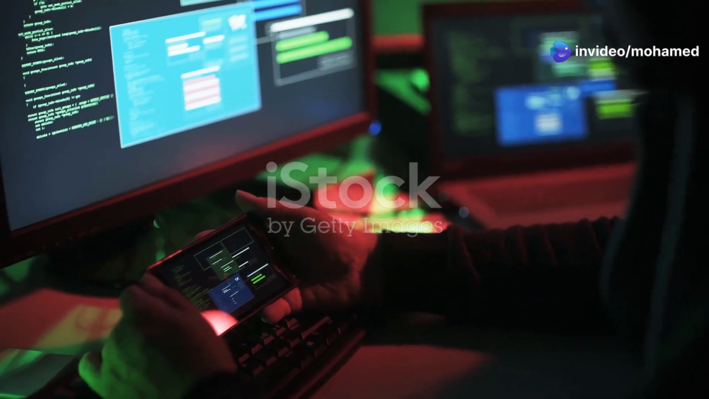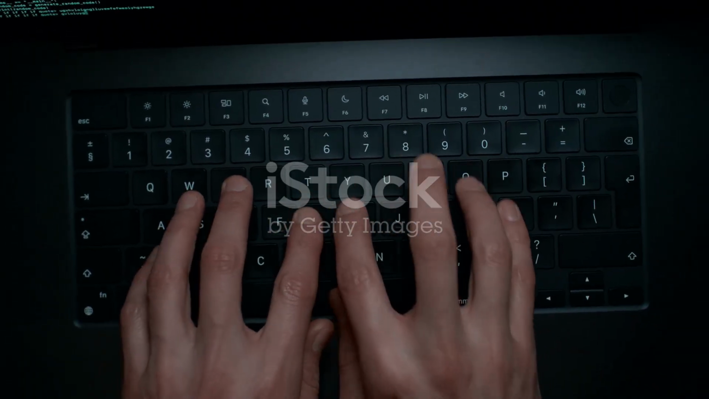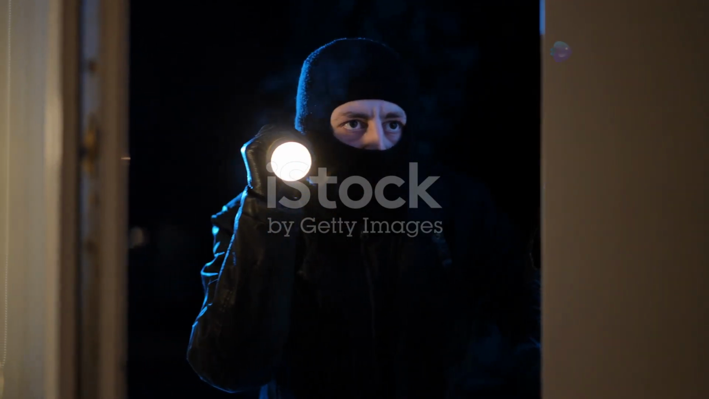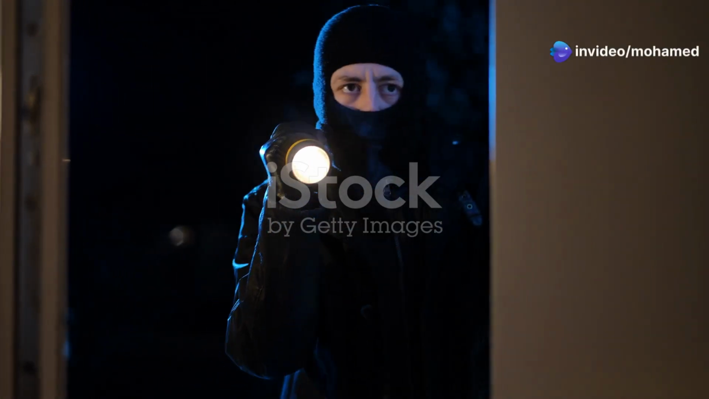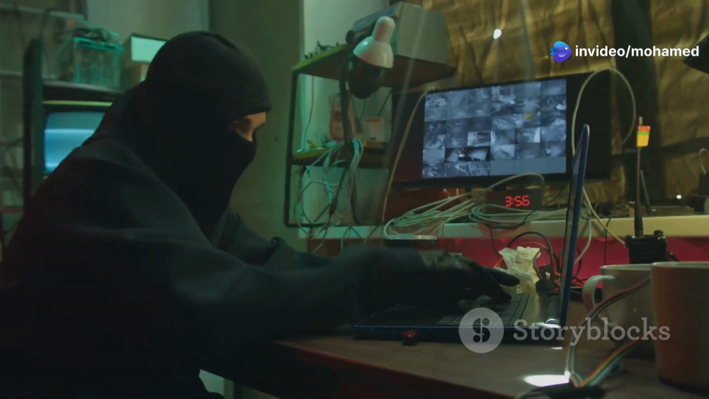In the digital world, knowledge is power, especially when it comes to cybersecurity. Today, we're diving deep into a particularly stealthy threat: rootkits. Imagine a thief breaking into your house, not to steal your belongings, but to control your home from the shadows. That's what a rootkit does to your computer.